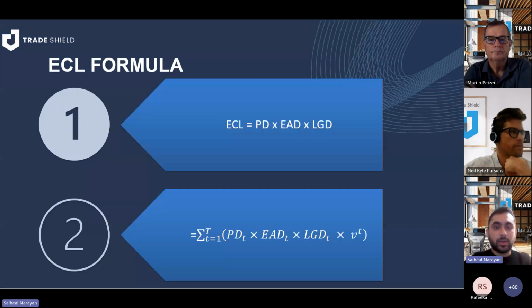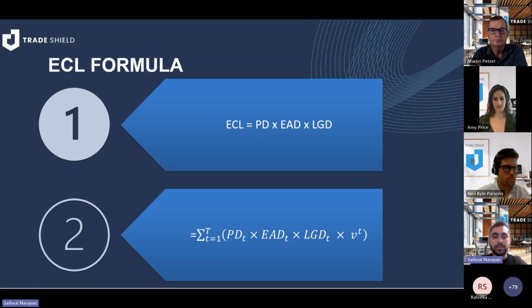The ECL or expected credit loss formula is broken up into three parameters. You have your PD, which is your probability of defaulting. Default has a very specific meaning in the industry. It's usually 90 days overdue. So what's the probability of a debtor moving into 90 days past due? Then we have the EAD, which is your exposure at default. When you do default, when you reach the 90 days, what is your exposure? How much do you owe at that time?